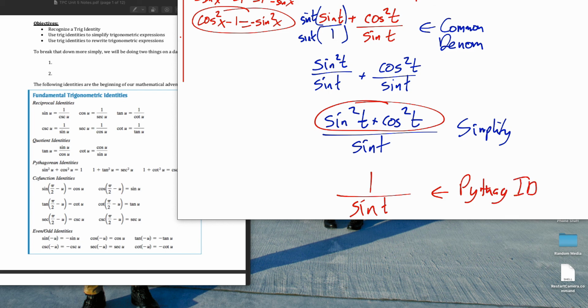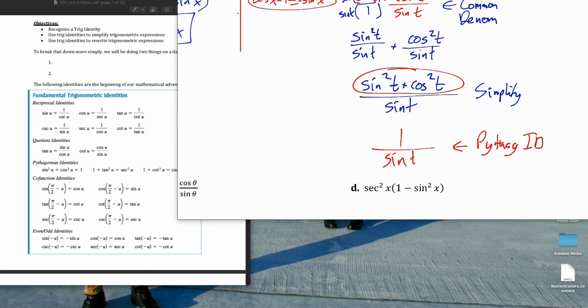Pythag ID. Now, 1 over sine, that's one of our reciprocal identities. That's just the cosecant of angle t. And again, that is a reciprocal identity.